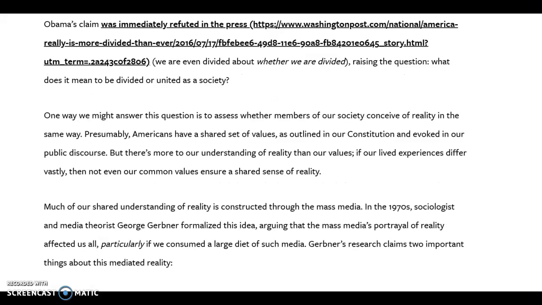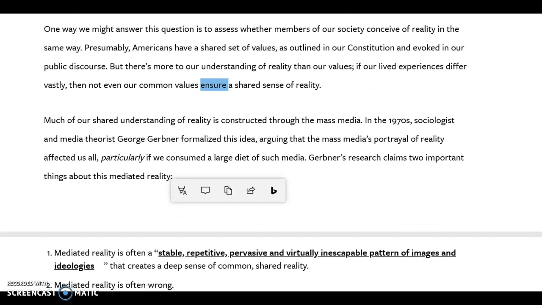So initially here, the author is using a claim made by Barack Obama about whether or not we are divided as a country, and a refutation to that claim, just to open up this question of how divided or connected are we, and also how do we even determine an answer to that question.